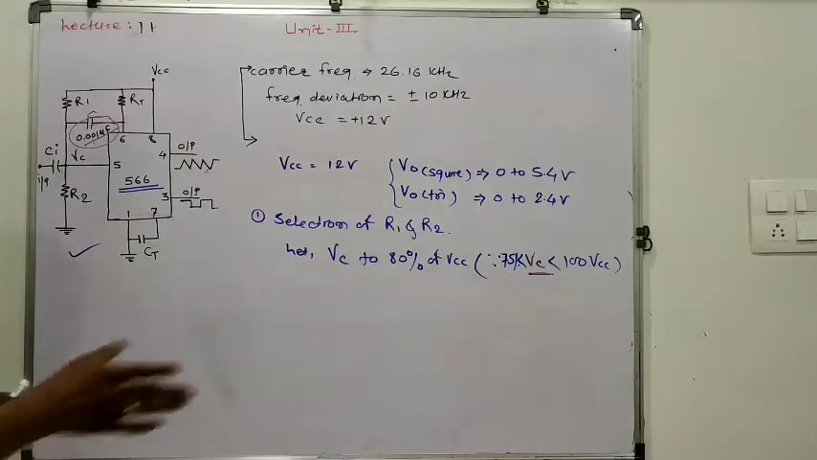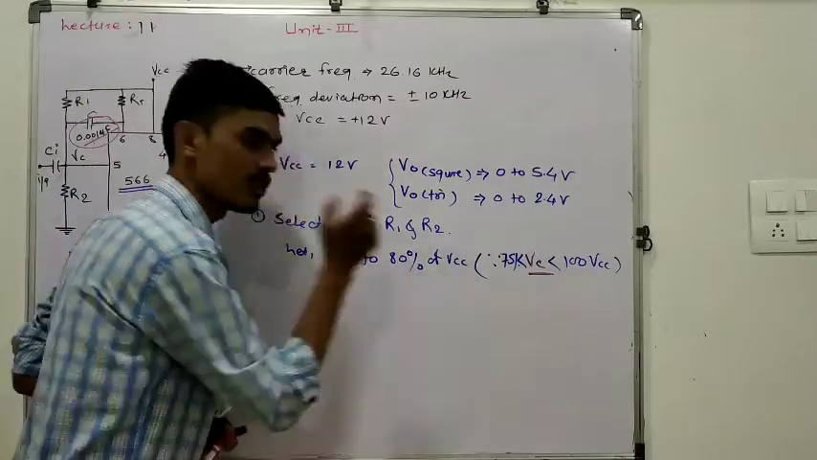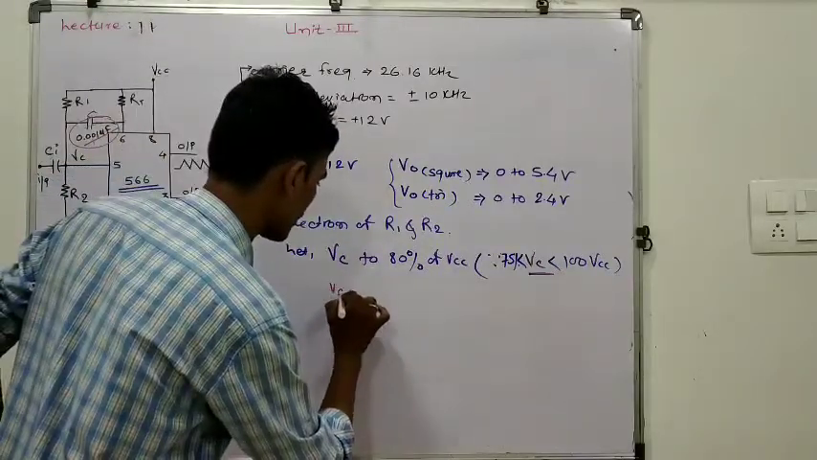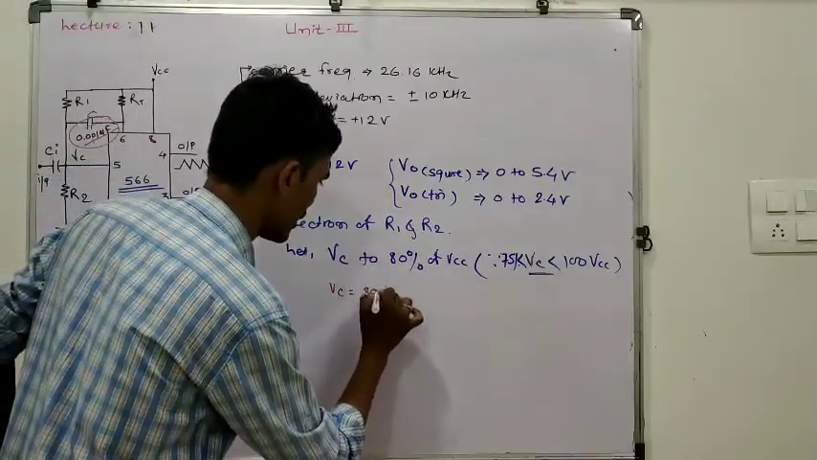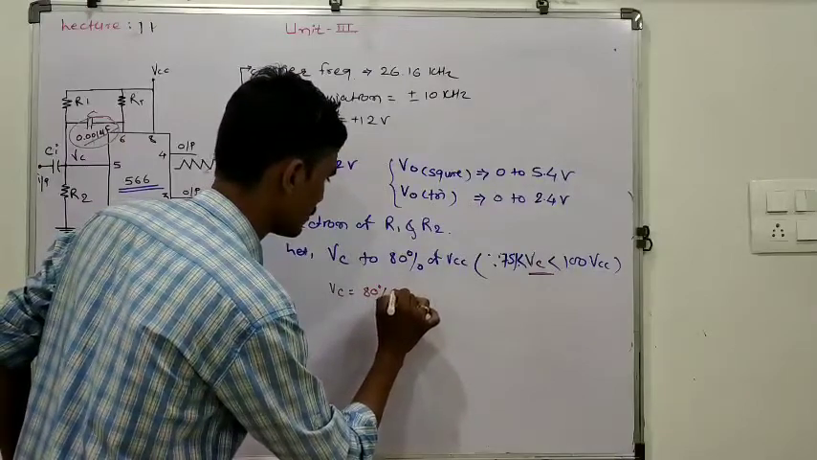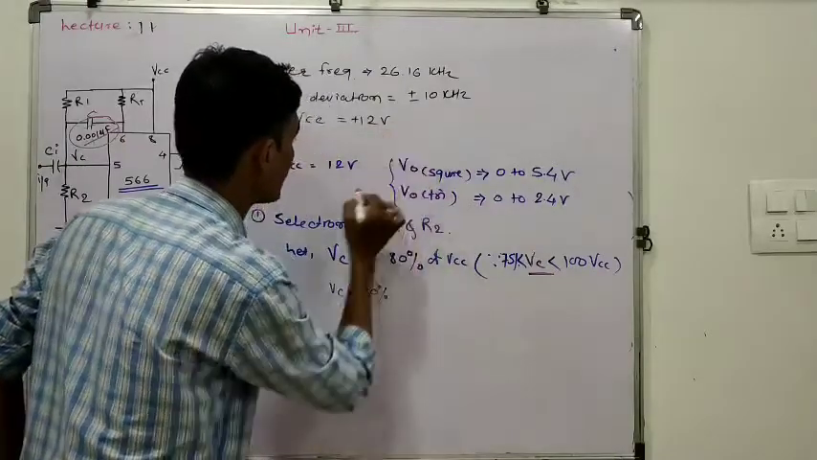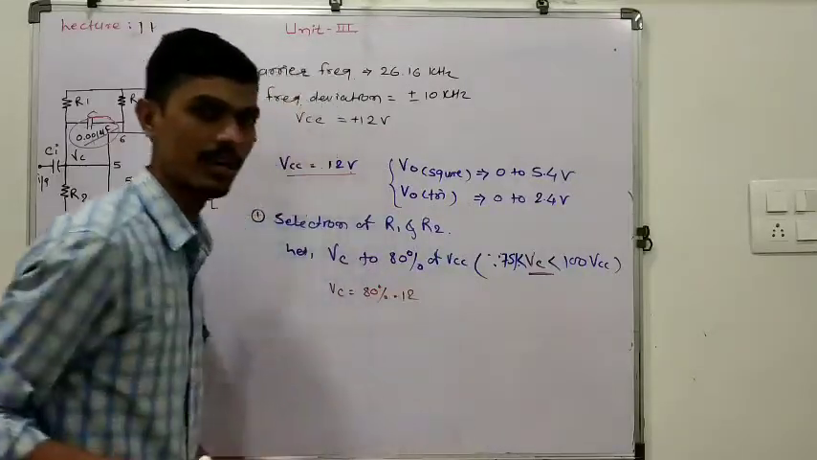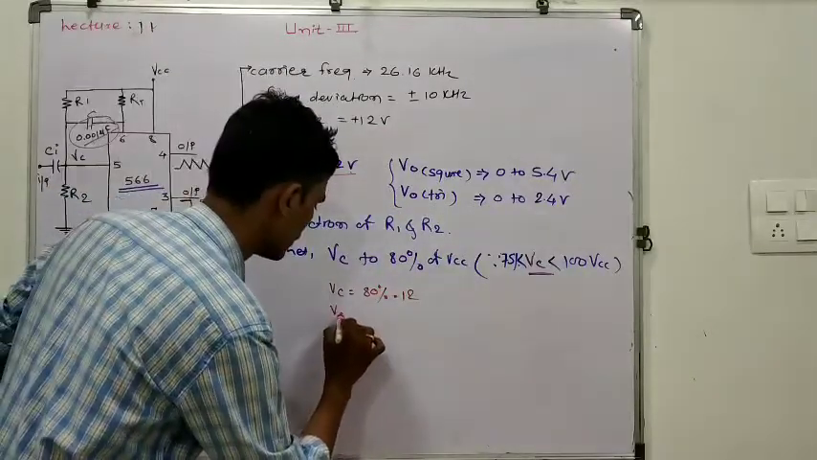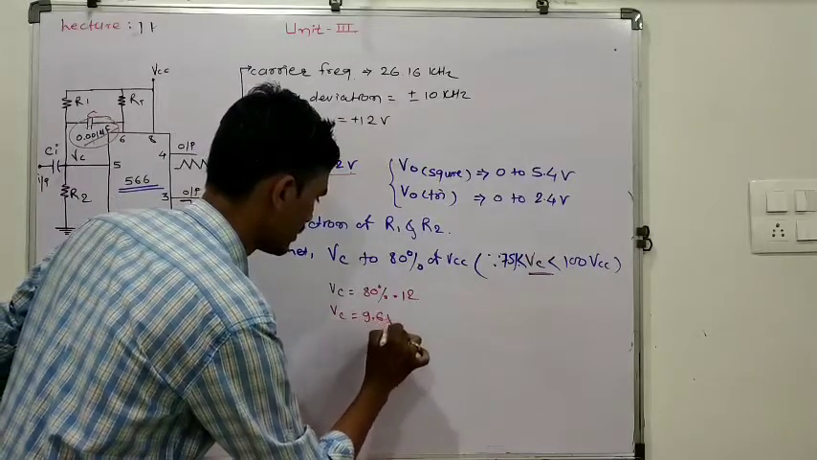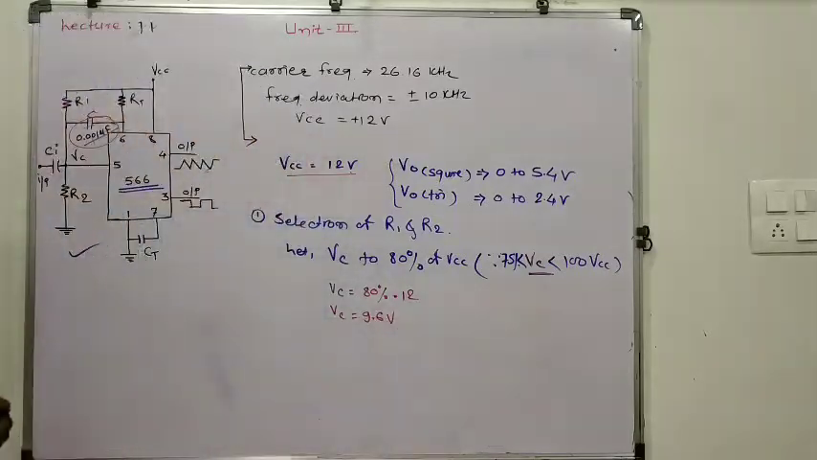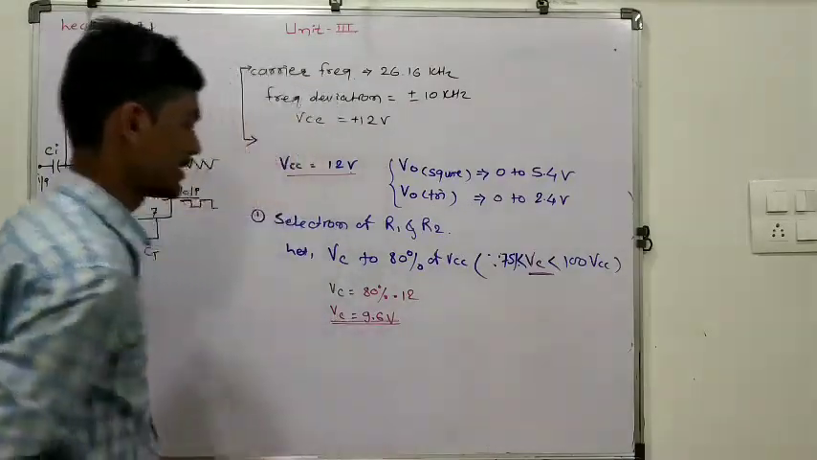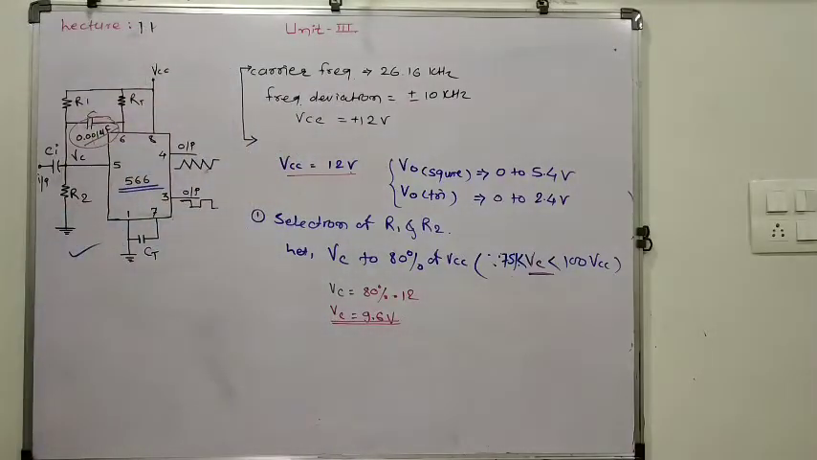So let us assume here VC is 80% of the VCC. Now we know the VCC. So VC is equal to 80% of VCC, that is 12 volt. Is it right? So it is near about 9.6 volt. So from this we are getting the value of VC. It is 9.6 volt. So this is the value of VC.